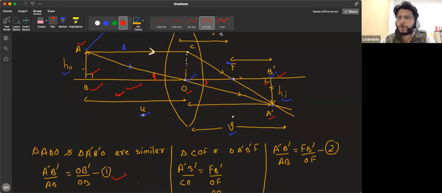We just use the property of similar triangles. If two triangles are similar, then the ratio of their corresponding sides are equal. So corresponding to A prime B prime, we have AB. Corresponding to OB prime, we have OB. So A prime B prime by AB is OB prime by OB.